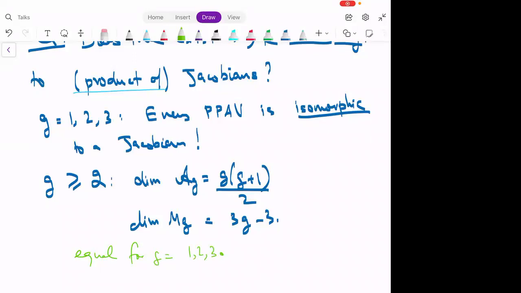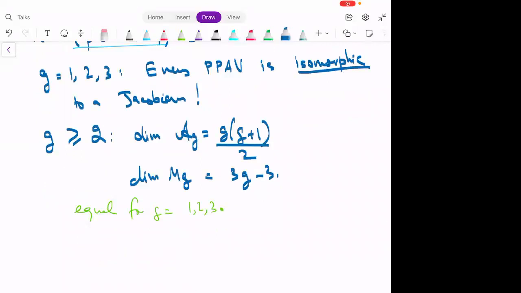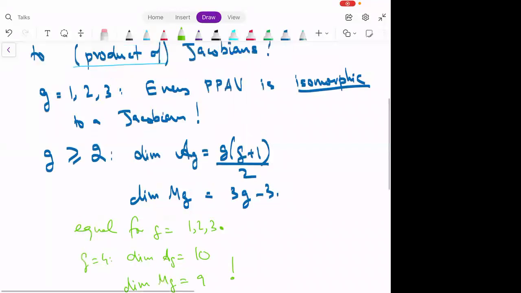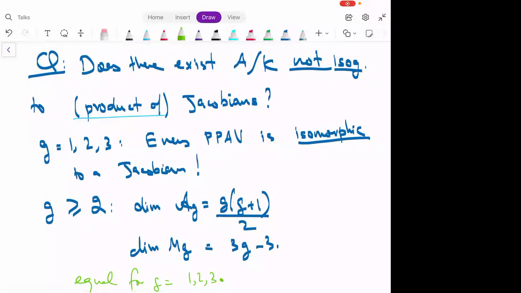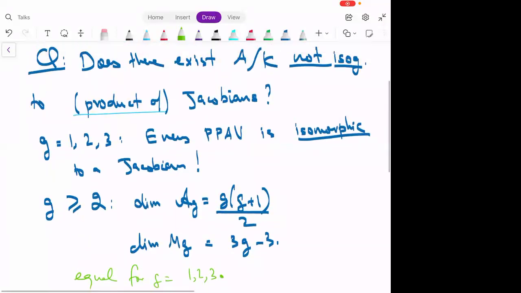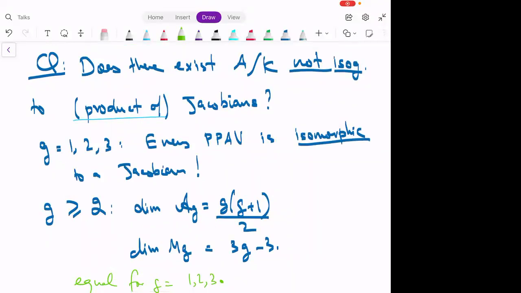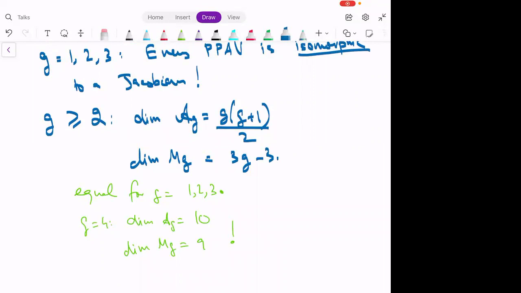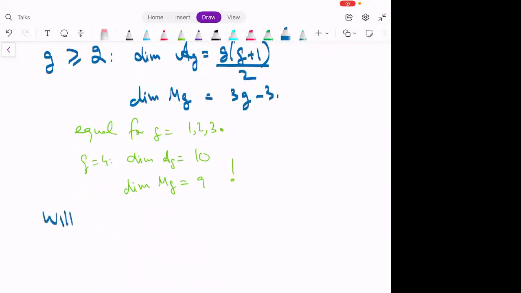And because that's the case, every abelian variety of small dimension will be isomorphic to a Jacobian. But once g is 4, the dimension of A_g is 10, and the dimension of M_g is 9. So maybe you can find abelian varieties that are not isogenous to Jacobians, because the question isn't answerable just for dimension reasons. Just by staring at dimensions, it's not obvious that every abelian variety is going to be isomorphic to a Jacobian. So once g is 4, the question starts being interesting. We'll talk about this question for g at least 4.